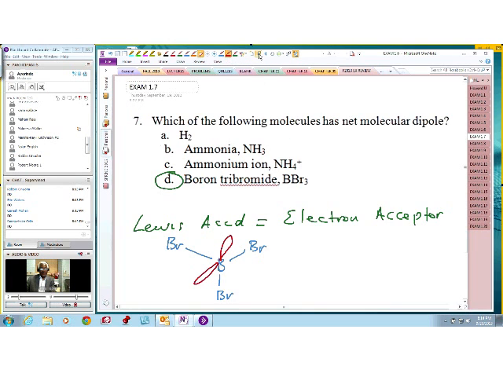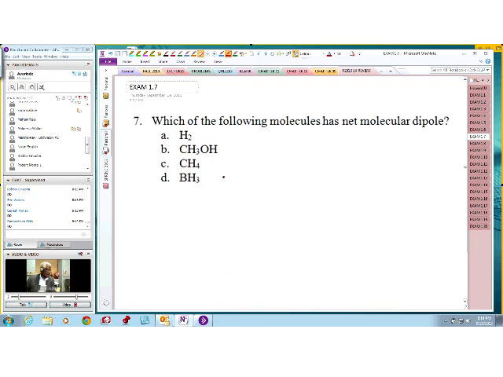Okay, let us go to the next one. Okay, Robin Onoha, can you read number 7 for us? Which of the following molecules has a net molecular dipole? Okay, very good, and thank you.